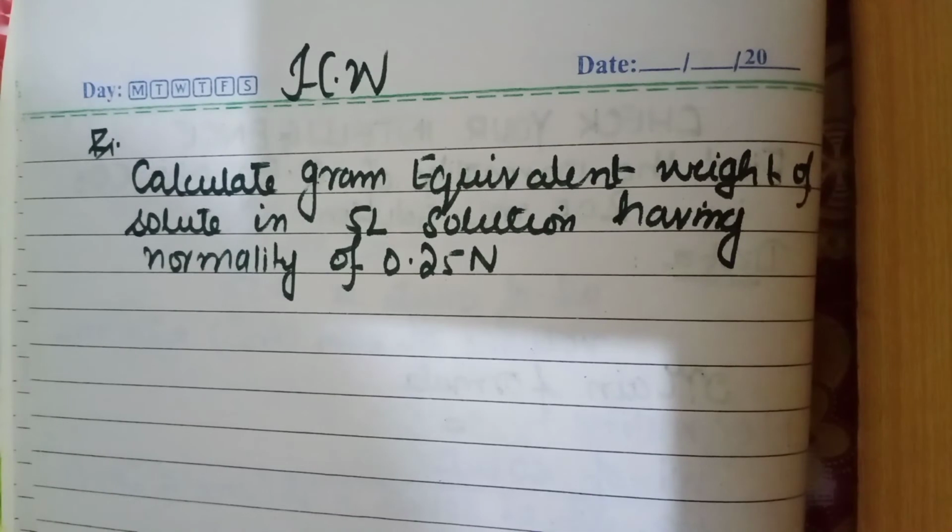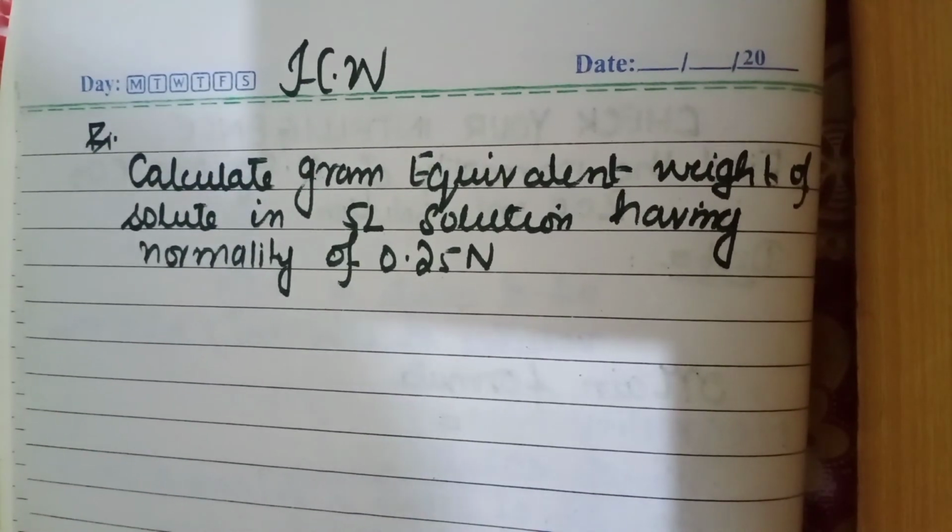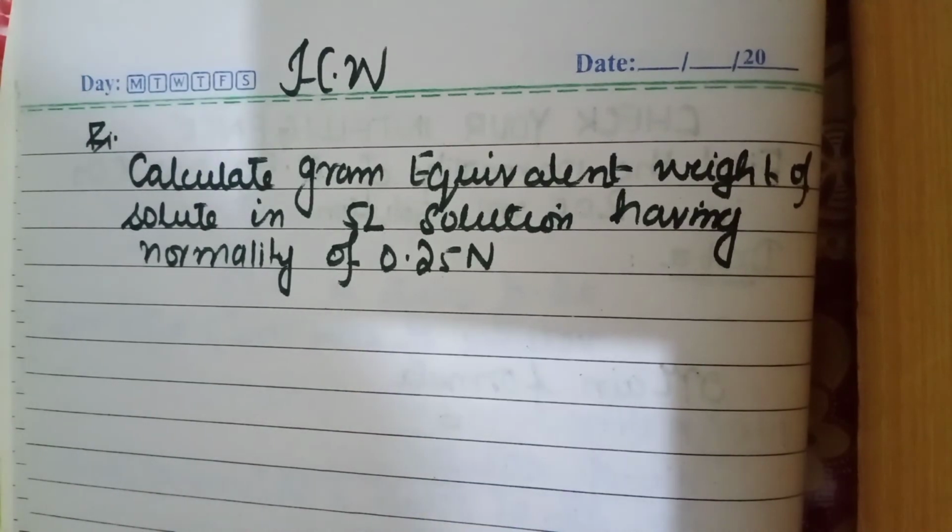Okay guys, fact number 1: comprehension without analysis is nothing. So here is a homework for you. You will be answering me in the comment section. The numerical is: calculate the gram equivalent weight of solute in 5 liter solution having normality of 0.25 N. So you're going to solve this. It is very easy. You have to use the recipe formula and then find the answer.